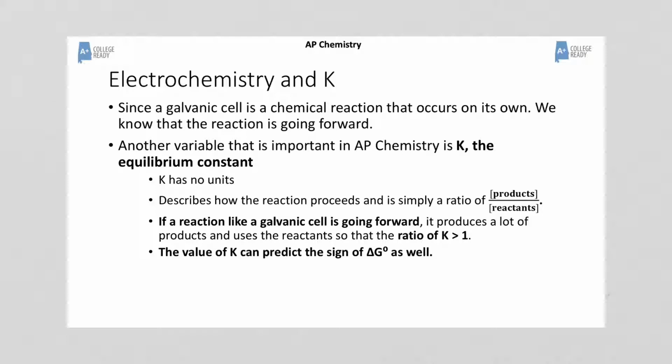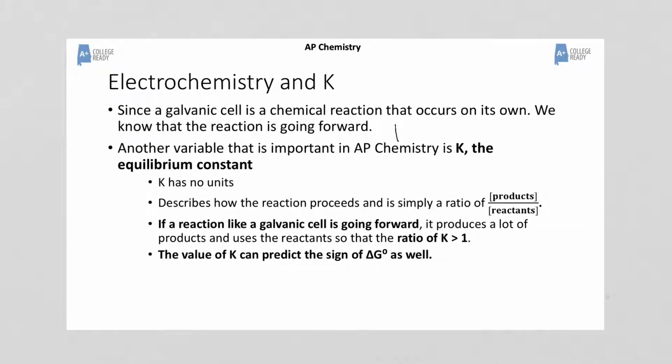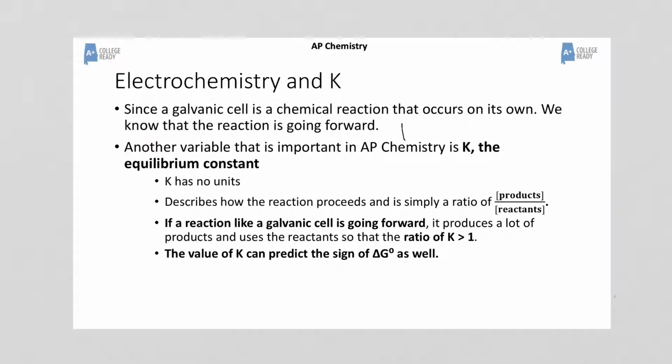And then the other formula involves a quantity called K, which is the equilibrium constant. We know that galvanic cells, which are what we call batteries, are reactions that are occurring on their own. We know those reactants are reacting together to form products. They're going forward. We call that a forward reaction. Another way to say that is that products are favored.